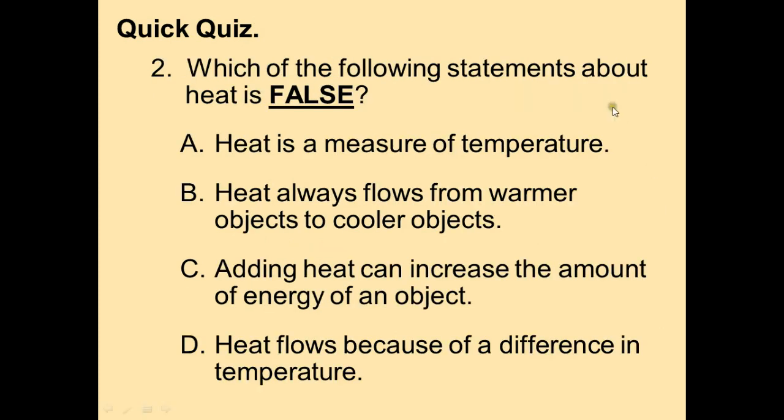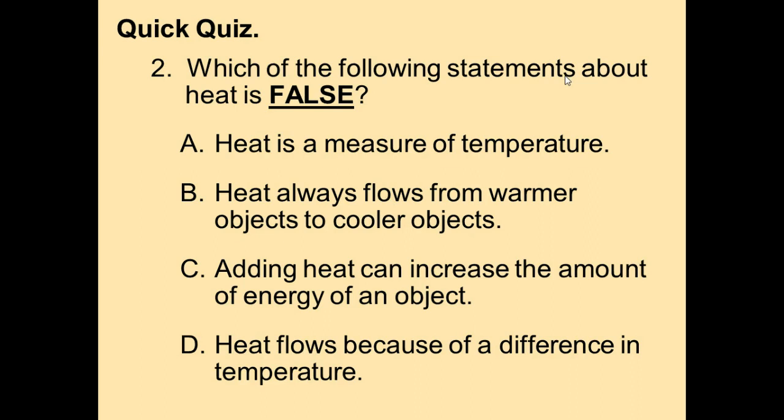And so, which of the following statements about heat is false? A. Heat is a measure of temperature. B. Heat always flows from warm objects to cooler objects. C. Adding heat can increase the amount of energy in an object. Or D. Heat flows because of a difference in temperature. So, let's think about the ones that are true. B. Heat always flows from warmer objects to cooler objects. That is definitely true, like I talked about.